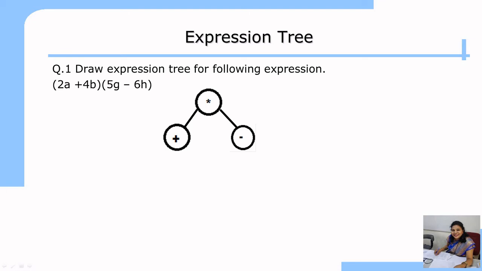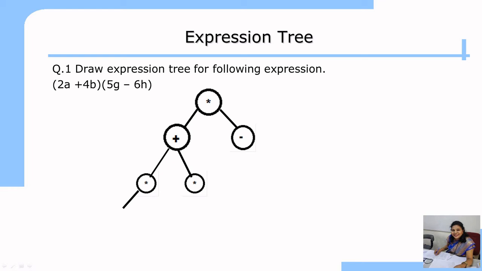Next, plus has at the left side 2a and at the right side 4b. So 2a is nothing but 2 into a, so there will be the multiplication sign. Again, at the right side of the plus is the 4b. So 4b is nothing but 4 into b. So multiplication will be the parent here. Same.